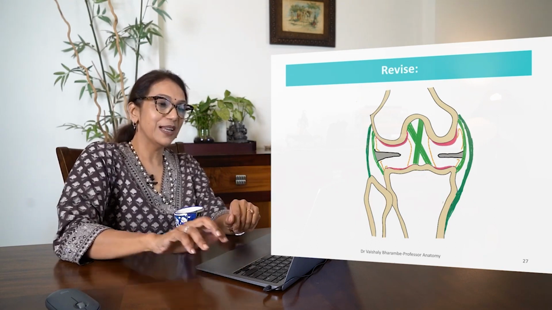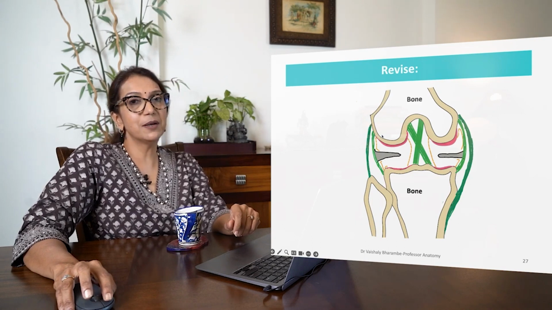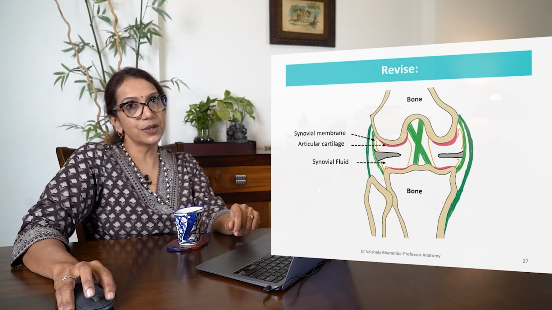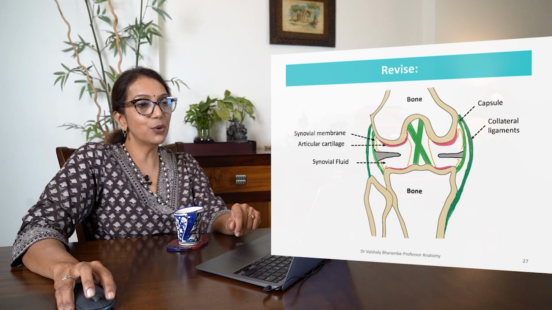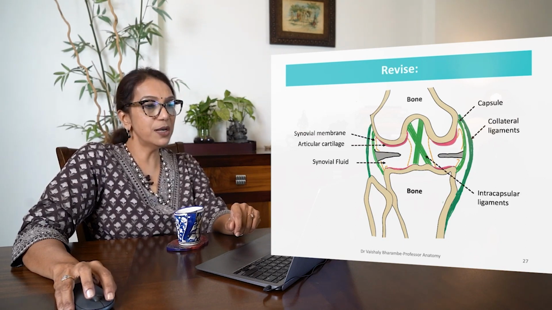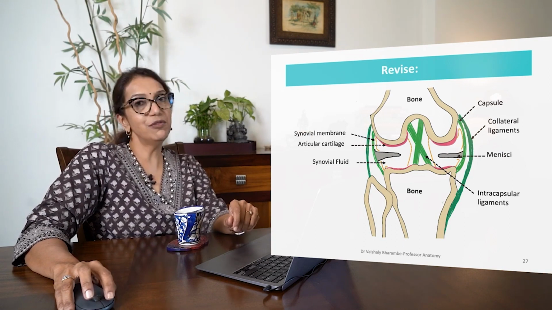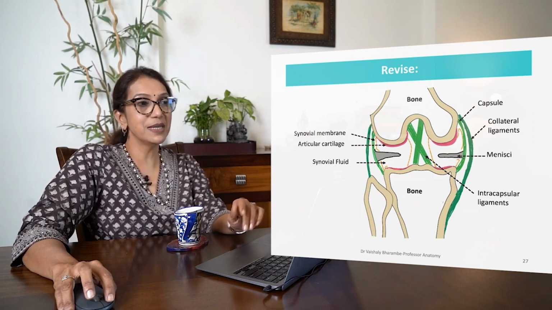Alright, so let's revise a typical synovial joint. A typical synovial joint has two bones which are separated by a joint cavity. Each bone is lined by articular cartilage. The joint is lined by synovial membrane which secretes synovial fluid. The two bones are held together by capsules, assisted by collateral ligaments and by intracapsular ligaments. The joint may or may not be divided into smaller joint compartments with the help of menisci.